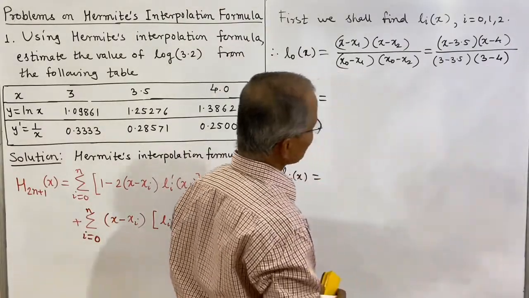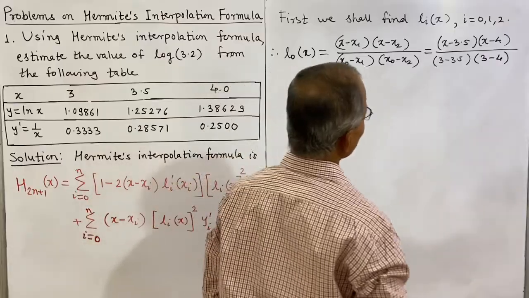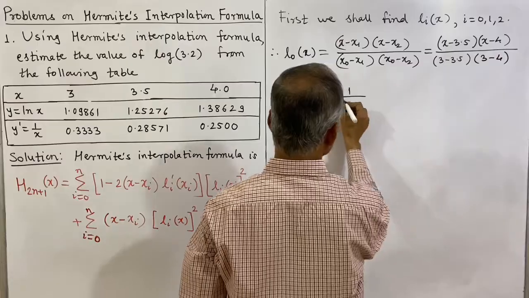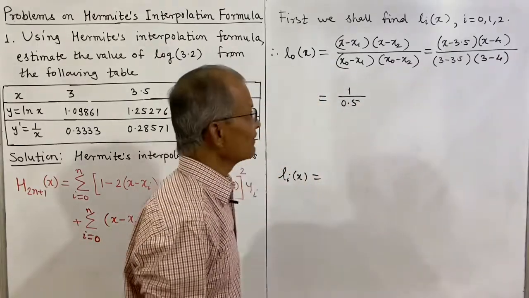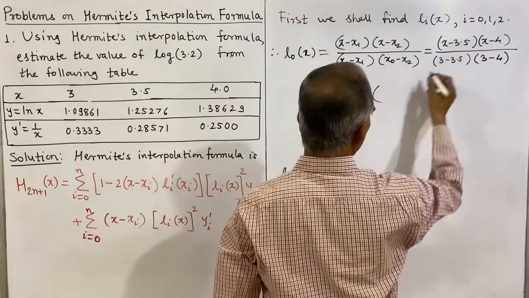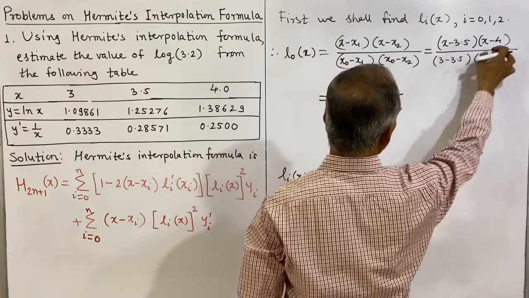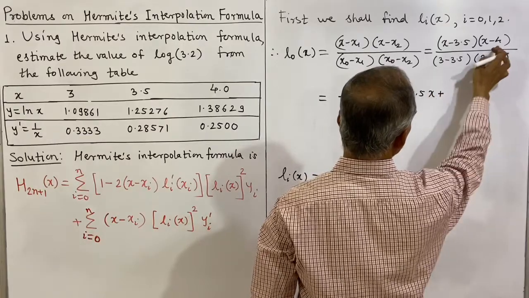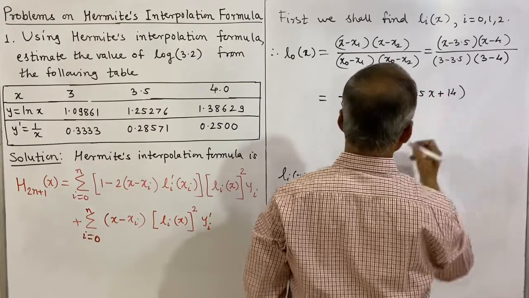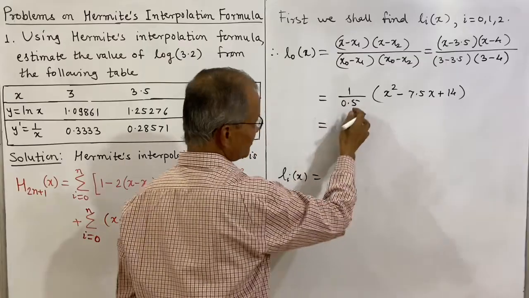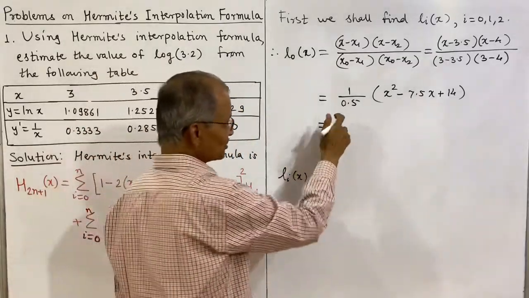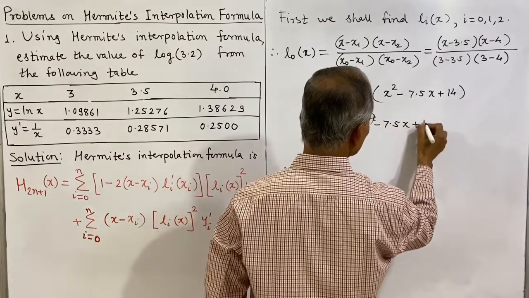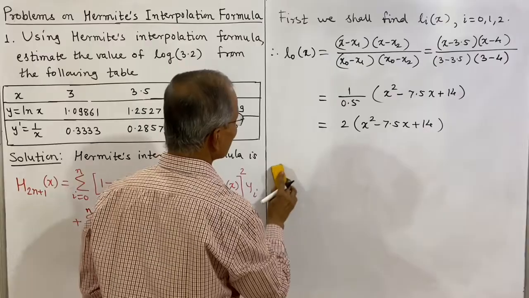So that means negative 0.5 times negative 1, and negative into negative will be positive, so 1 over 0.5. The numerator product is x square minus the sum of these two, that is 7.5 times x, plus the product of these, which is 14. And 1 upon 0.5 is 10 by 5, that means 2. So therefore this will be 2x square minus 7.5x plus 14. Thus we have obtained L0 of x.